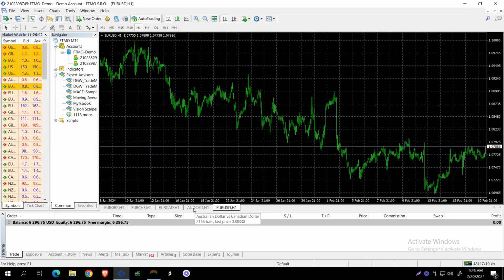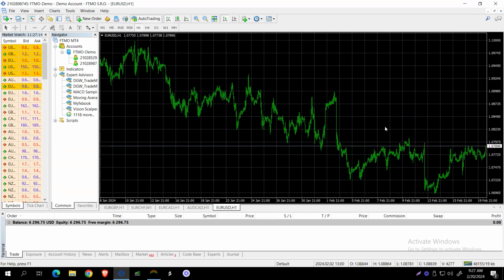Now this AUD CAD, Australian dollar slash Canadian dollar, yes, Canadian dollar. So what it means is that I have Australian dollar and you want to exchange it with Canadian dollar. Yes. So with this in mind, in the interface, we have this chart.